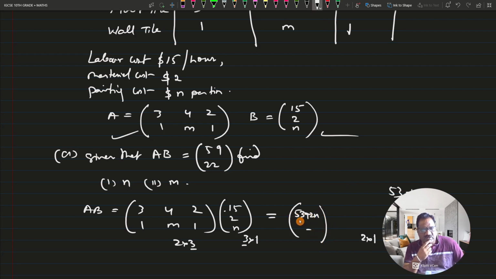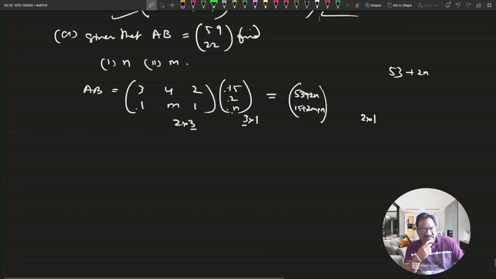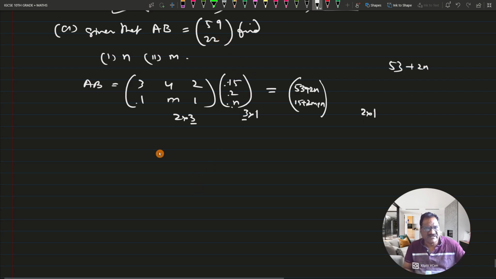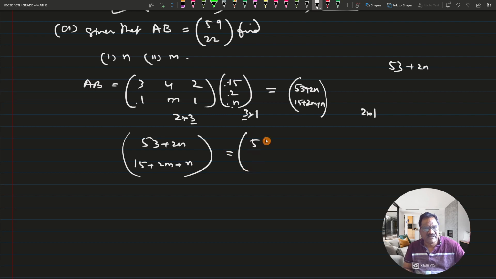So first row we got the product value as 53 plus 2n. Now this will be 15 into 1, 15 plus 2m plus n. Okay, now this is the product of AB, but the product AB is given to us as 59 and 22. So we can write 53 plus 2n and 15 plus 2m plus n equal to 59 and 22.